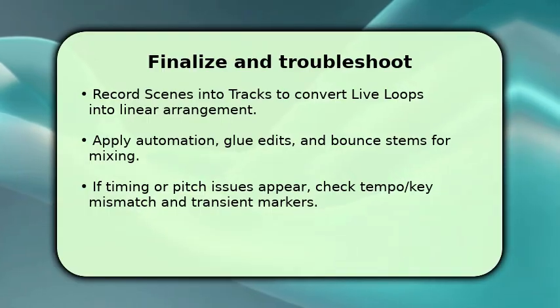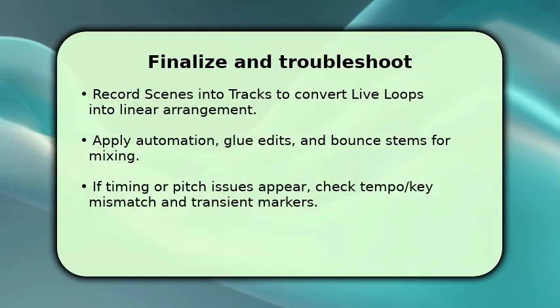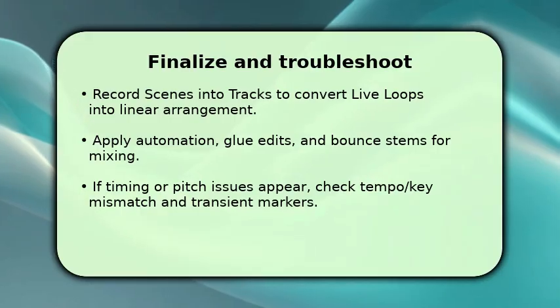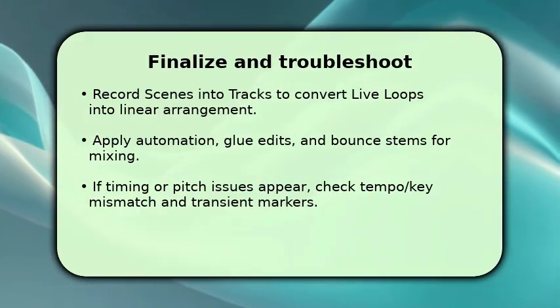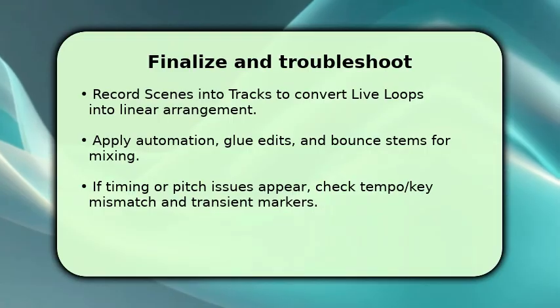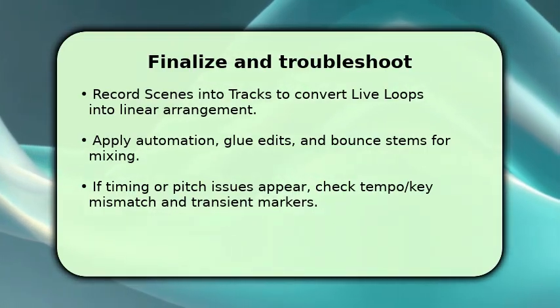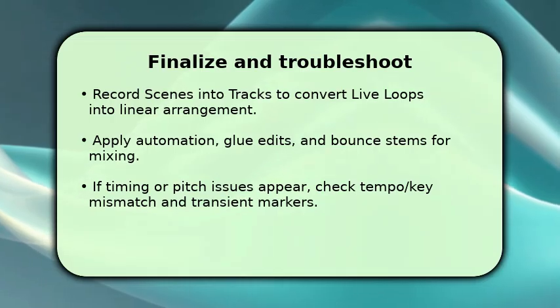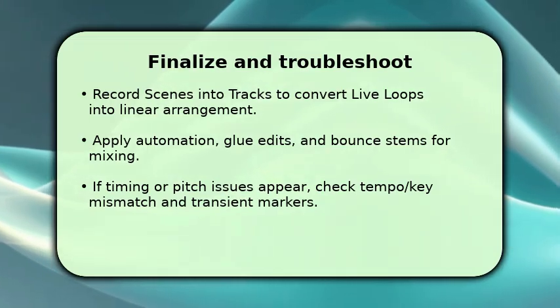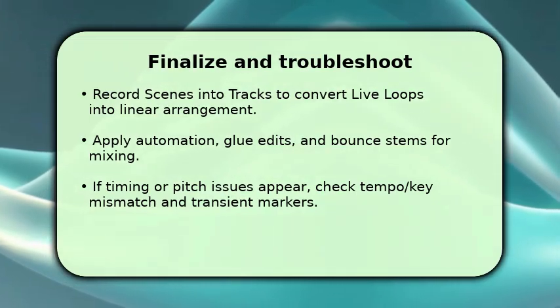If something sounds off, first verify project tempo and key. Mismatches cause warping and pitch shifts. Then inspect transient markers. Reslicing often fixes rhythmic artifacts. Finally, save incremental versions so you can revert if a change breaks the groove. This prevents lost work and keeps creative momentum.